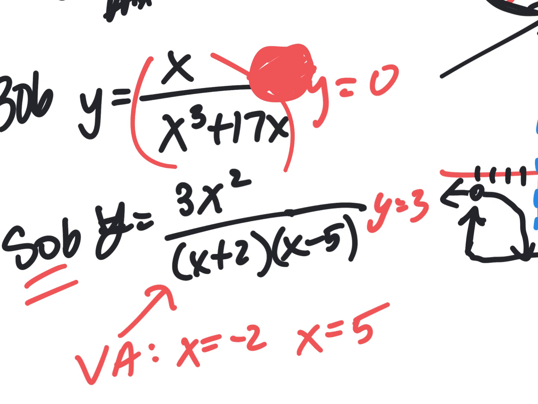Those 2 spots, they make the bottom 0. The function can't exist there. And if the function can't exist, there's 2 ways that can happen. They can either be asymptotes or holes. But there was nothing on the top to cancel to make it a hole, so they're asymptotes. All right, so that's vertical, horizontal. That's about holes.